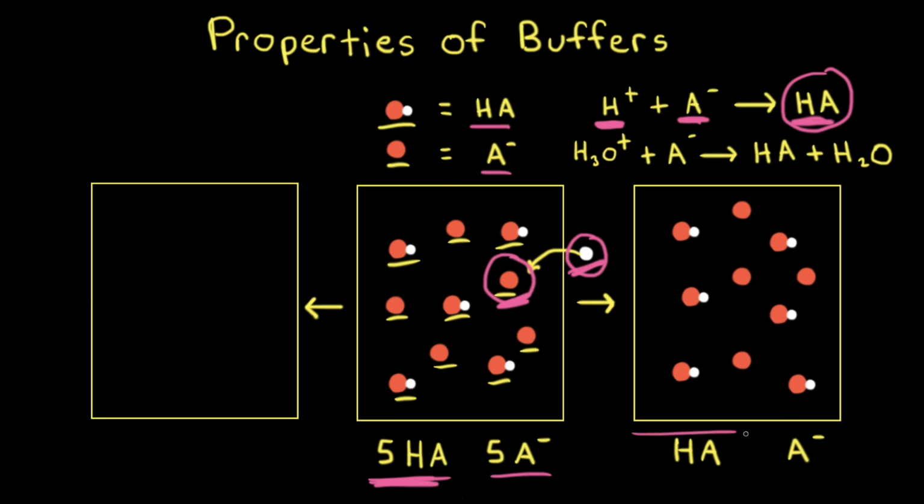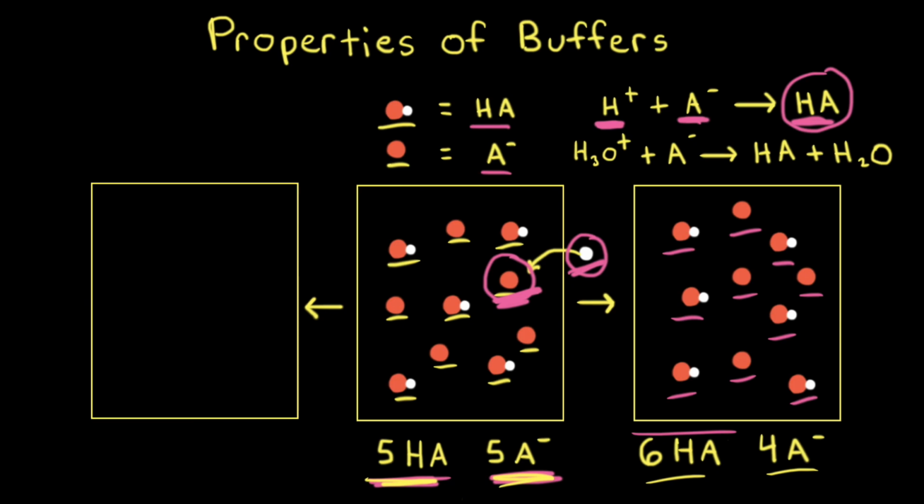So let's look at this next particulate diagram here. We can see there are now 6 HAs in the solution. So let me write down 6 here. And since we started with 5 A- and we lost 1, we should have only 4 A- in solution now. So let's write down a 4 here. So you started off with 5 HAs and 5 A-, and upon the addition of a small amount of acid, the acid was neutralized by the base that was present, and we formed 6 HAs and 4 A-.